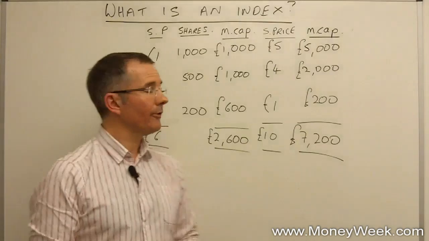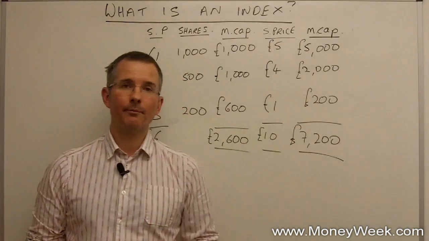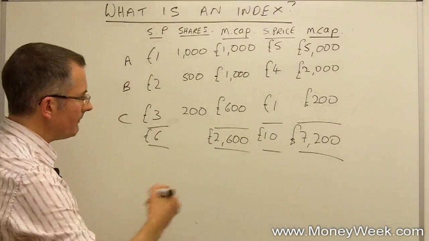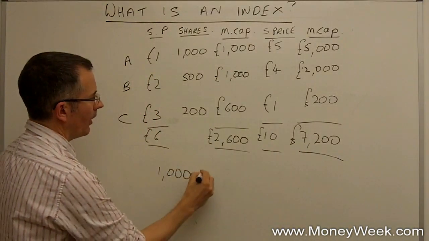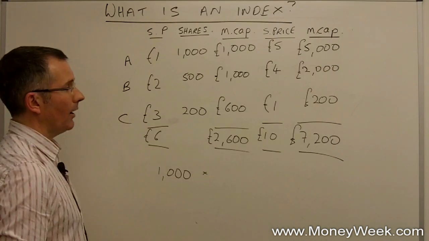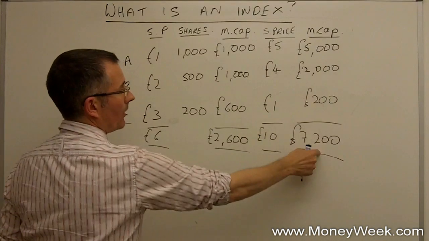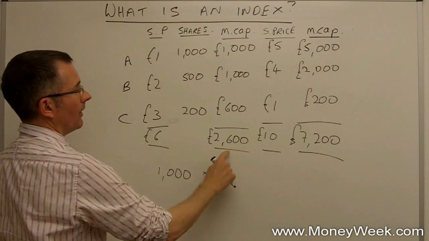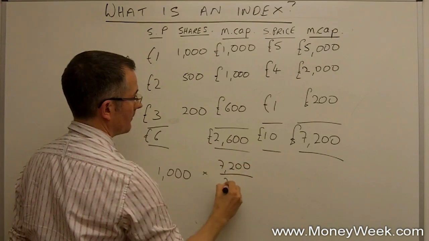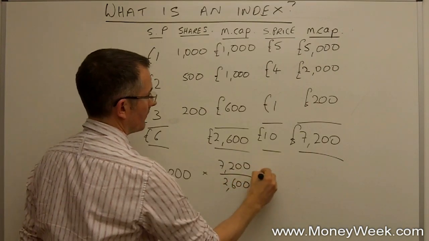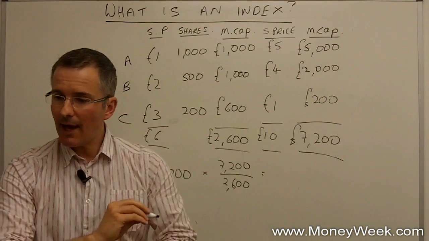So what I would do is this. The FTSE 100 started back in the 1980s at 1,000 points. So if I started my index a year ago at 1,000 points, what I could now do to work out where it is now is take the market capitalisation now compared to the market capitalisation a year ago, and that will give me my new index level.